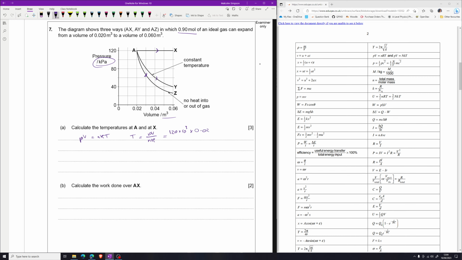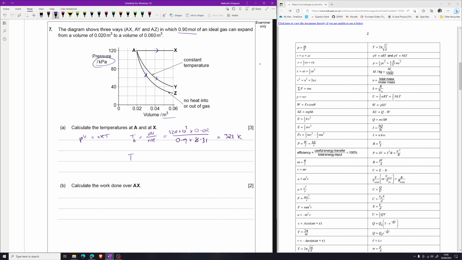So 0.02 divided by number of moles, 0.9, multiplied by the ideal gas constant. And that comes out at 320.9. So 321 Kelvin. That's at A. I should really put in a little subscript.